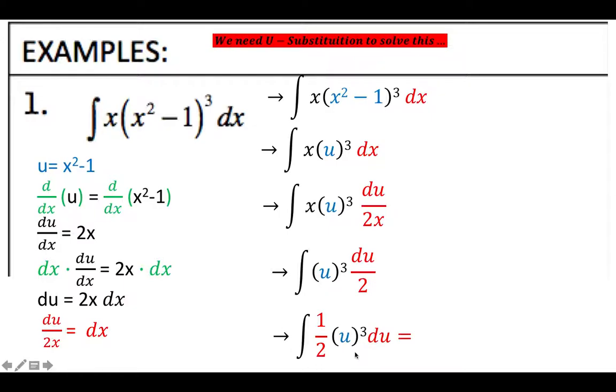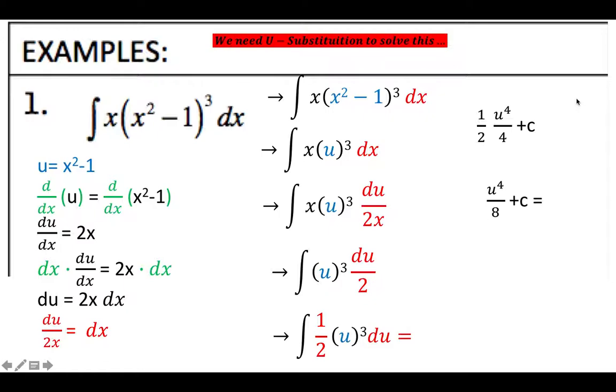Basically, now that we're up to here, we could go ahead and use the power rule. Remember, the power rule is x to the n plus 1 divided by n plus 1. So this 1/2 is going to stay in front. This right here is going to become u to the 4th divided by 4. Then I'll put plus c, because we have indefinite integration right here. So see, I just used the power rule here, and this is just with respect to u. Okay, 2 times 4 is going to give me 8.